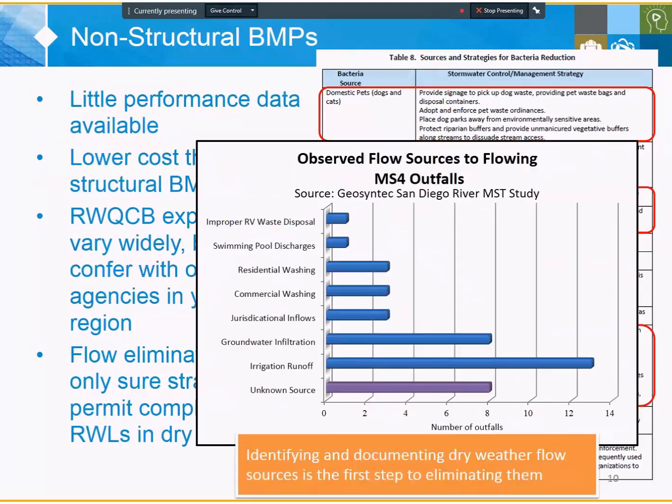And one of the first steps in abating dry weather flows is to identify and document where they're coming from. This then allows you to guide things like your water waste ordinance prohibitions, to know which prohibitions to include, and allows you to then target your water waste outreach and inspection programs to these specific sources within your jurisdiction.